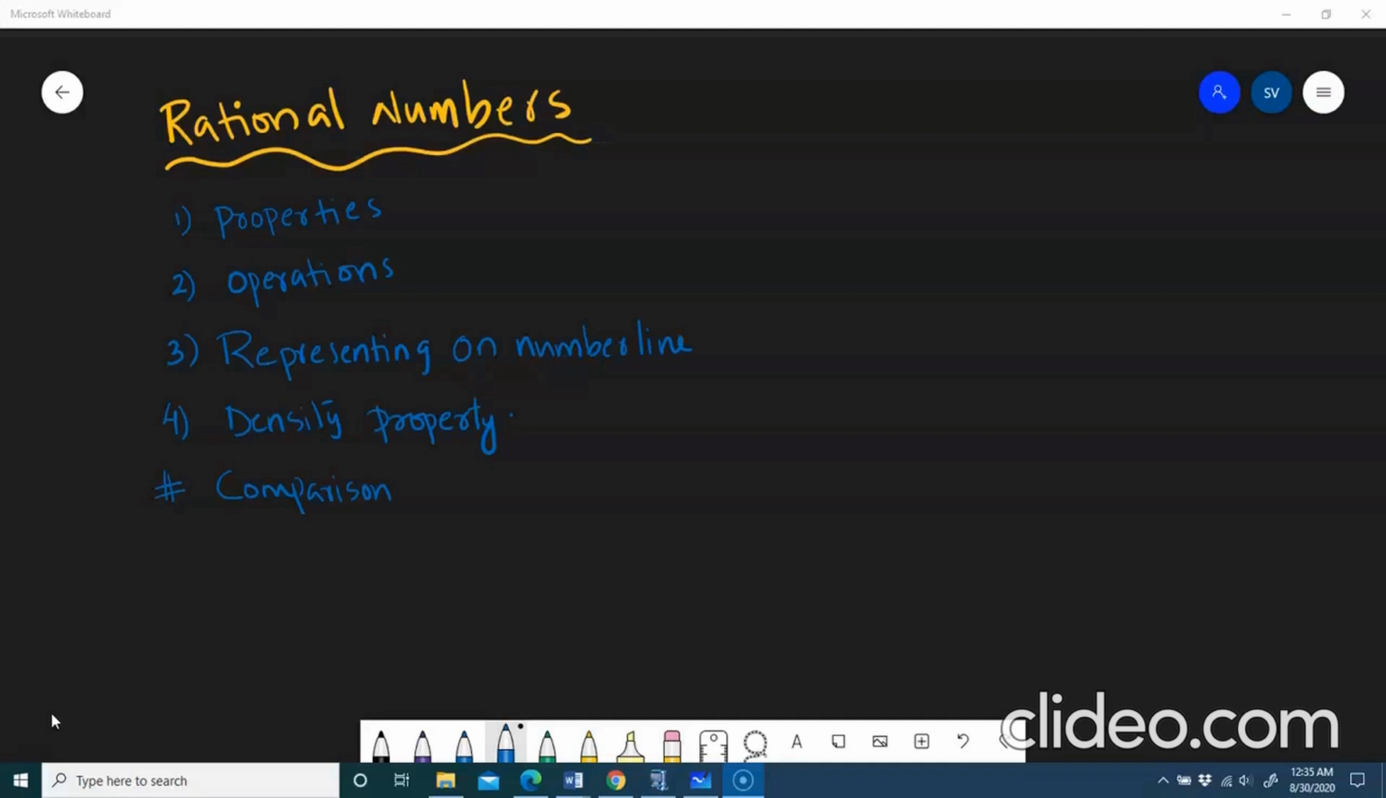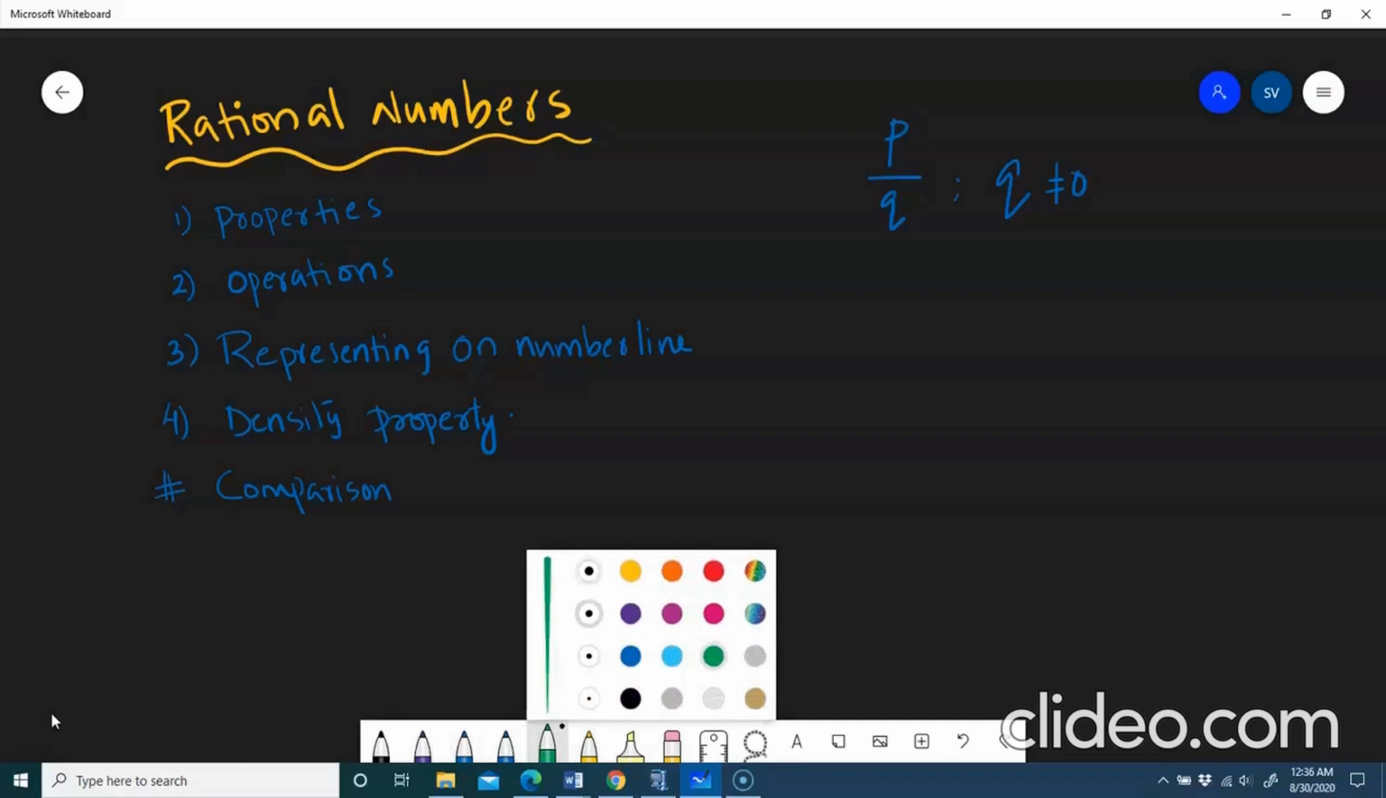Rational numbers are numbers of the form p by q, q not equal to 0. This is actually the form of rational numbers we want to discuss in this particular topic.